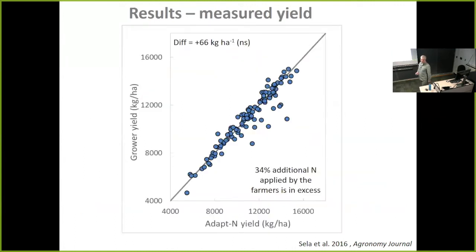And these are the yields. Practically there is no difference in yields between the dynamic approach and the static, or basically the grower approach. And this means that the 34 or 35% of additional nitrogen supplied by growers is actually in excess. You can reduce that without reducing your yield. In fact, if you look at the difference, it's not significant, but yield is higher for AdaptN, because there are cases, like I said before, where AdaptN recommended more nitrogen that led to much higher yield.